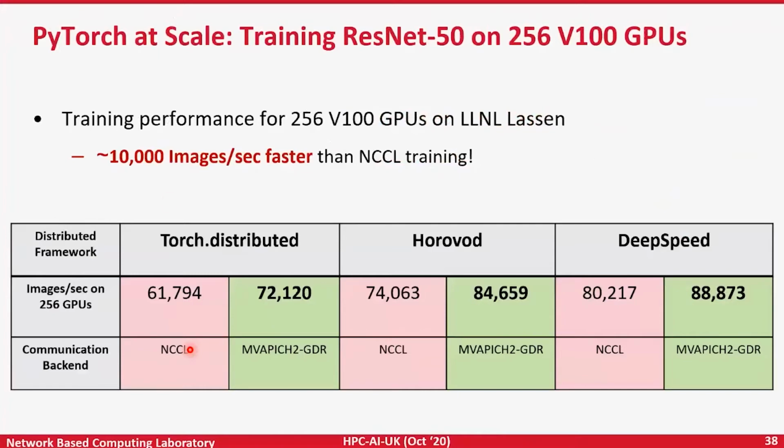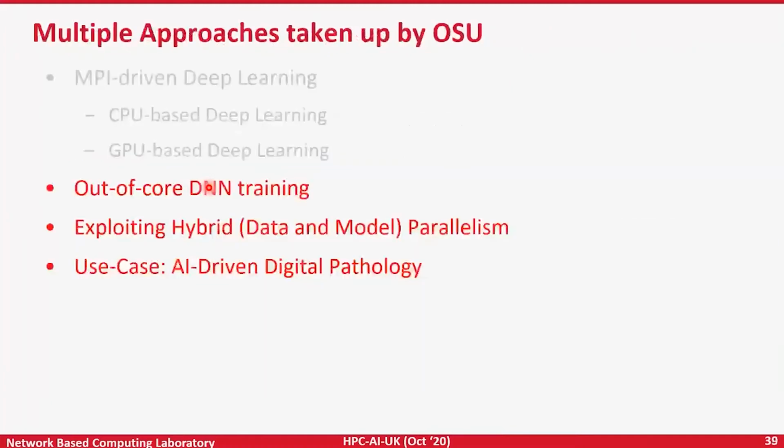So recently we have done a lot of studies with PyTorch because that is getting more momentum these days compared to TensorFlow. So here we did some training of ResNet-50 on 256 Volta GPUs. This was run on the Livermore Lassen system. And again, here we try to take all the different options like PyTorch distributed, Horovod, and DeepSpeed. So these are NCCL numbers. These are our MVAPICH2 numbers. As you can see, we are able to deliver almost 10,000 images per second faster compared to the NCCL library-based solution. So those are some of the initial numbers.